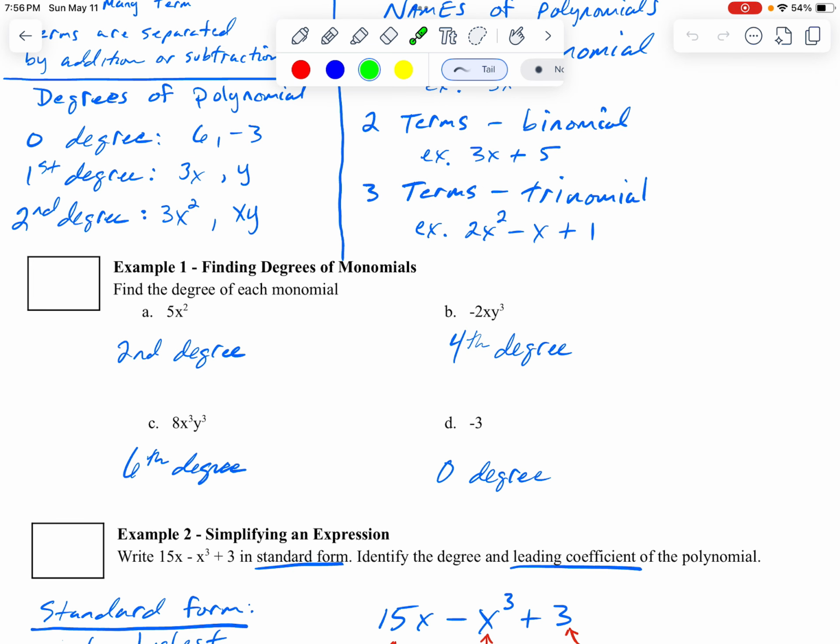So our first task is to just find the degree of these. X squared, that's 2 variables, so that's second degree. I've got 1x and 3 y's, so this would be 4th degree. 3 x's and 3 y's, so that's 6th degree. And just a number, so that is a 0 degree polynomial. Obviously, you're going to want to practice this. Make sure you take a little more time. I'm going through this very quickly, so look back at these examples.